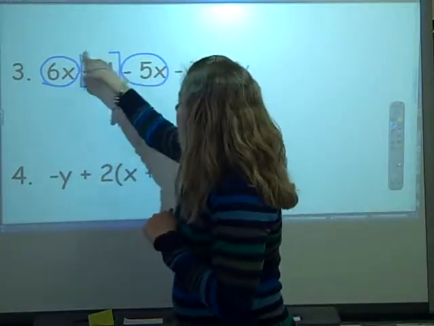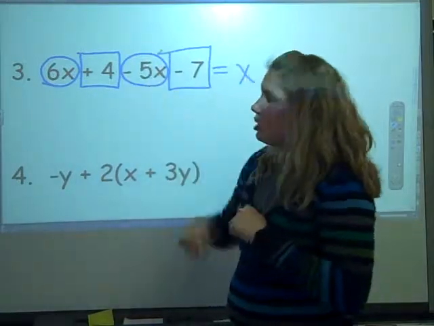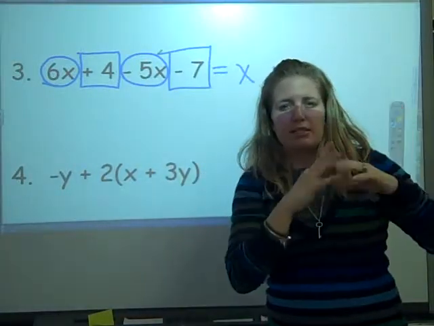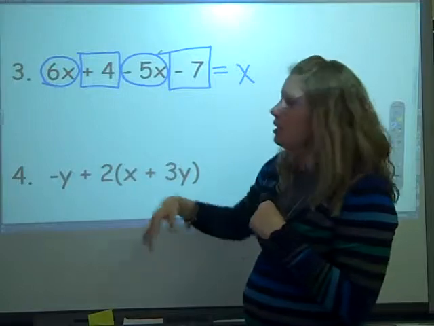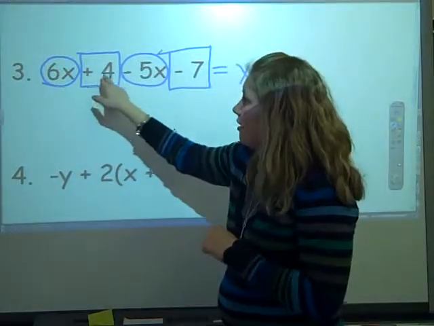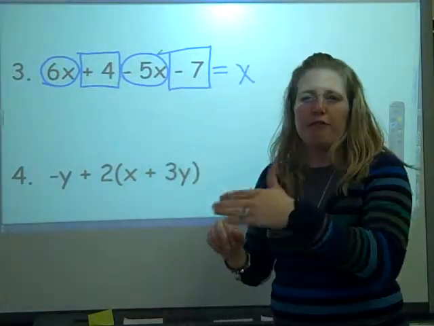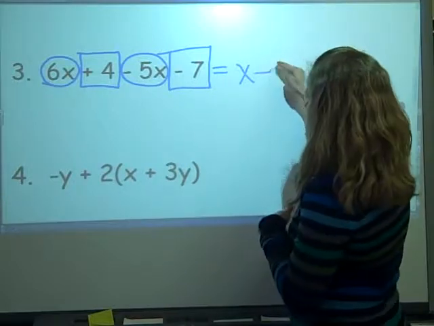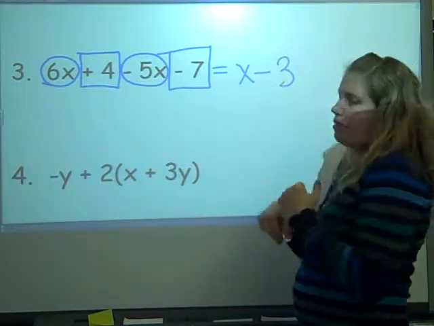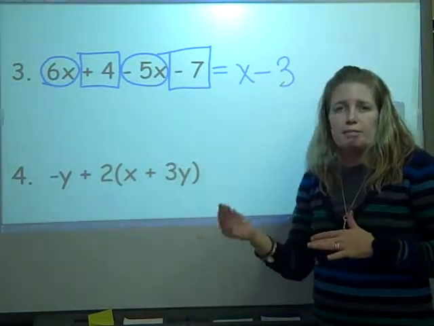A 4 and a 7 are also like terms. I'm putting different shapes to symbolize like terms, if that helps you. 4, a positive 4, minus 7. 4 take away 7 is negative 3. Subtract 3. So your answer is x minus 3.